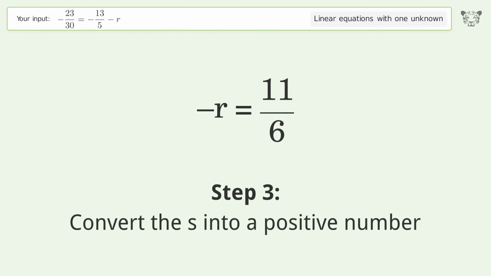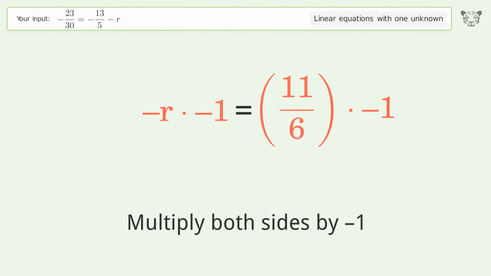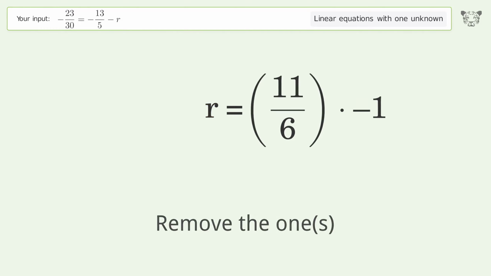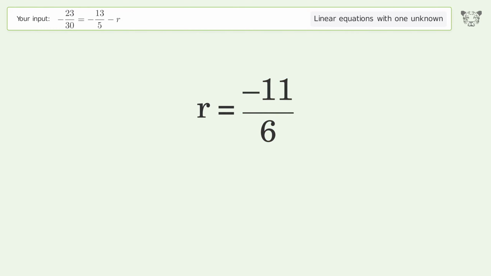Convert the sign into a positive number. Multiply both sides by -1. Remove the ones. And so the final result is r equals -11/6.